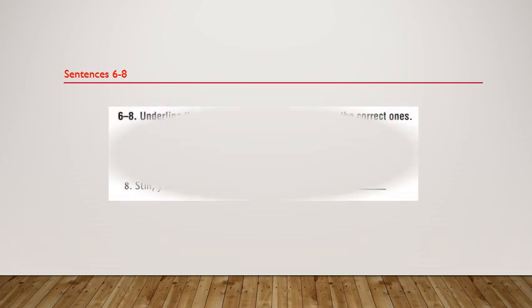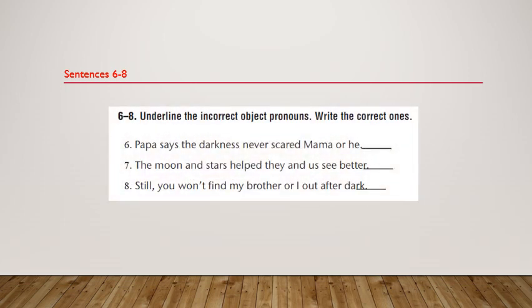Let's move to the next exercise. Sentences from 6 to 8. The instruction says, underline the incorrect object pronouns, write the correct ones. So what we are going to do is underline the incorrect object pronouns used in the sentence, and then we will write the correct one on the line.